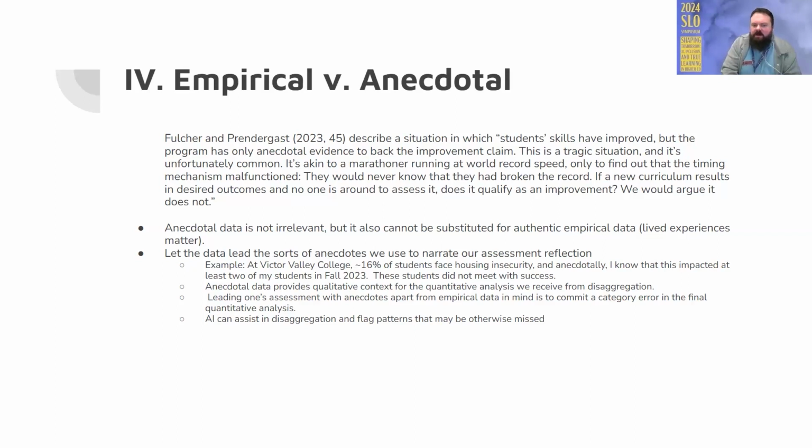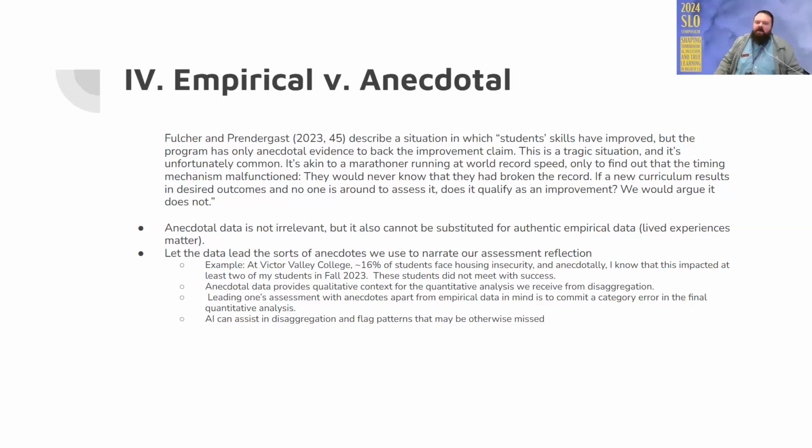So what I would like to argue is that anecdotal data provides a qualitative context for quantitative analysis. This is a theme we're trying to develop in this discussion, bridging the qualitative and quantitative divide in terms of not committing a fallacious category error. So leading one's assessment with anecdotes apart from the empirical data can lead to this sort of category error where you're making recommendations, maybe through your program review to the institution, that will either be irrelevant or a waste of resources.